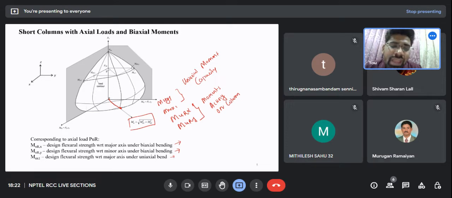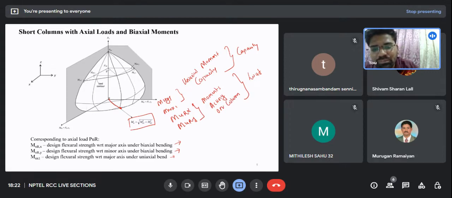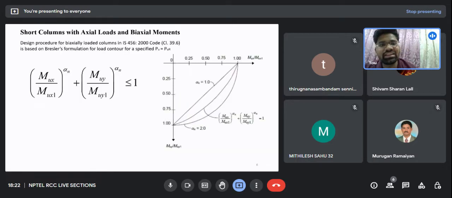So mu y1 and mu x1 are the capacity, and these are basically the loads, if we want to broadly classify it. Okay, so now I will be showing you the simplified version of this interaction curve, with the help of which we will be designing the biaxial columns. So you can see it here.